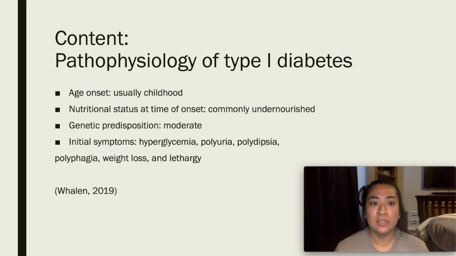Type 1 diabetes usually occurs in childhood. Nutritional status at that time, the patients are commonly undernourished. The genetic predisposition is moderate, and initial symptoms usually include hyperglycemia, polyuria, polydipsia, polyphagia, weight loss, and lethargy.